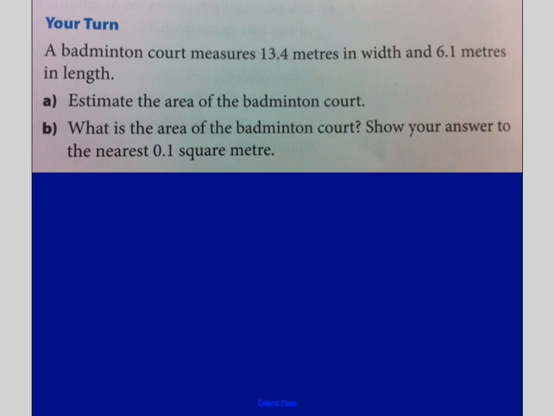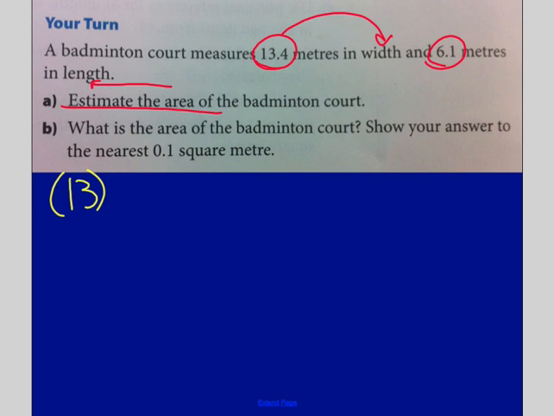I did find it interesting that a measure of 13.4 is your width and 6.1 is your length. That made no sense to me, but whatever. Whoever wrote up this book was thinking opposite of me. Estimate the area of the badminton court. Well, I'm going to estimate 13 times 4. Sorry, 13 times 6. I'm good at multiplying, especially these kind of numbers.